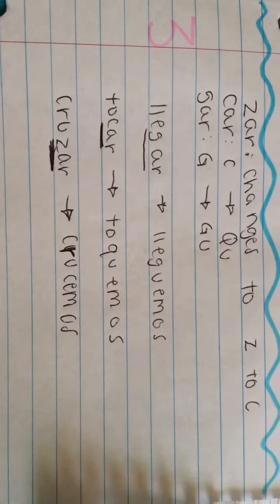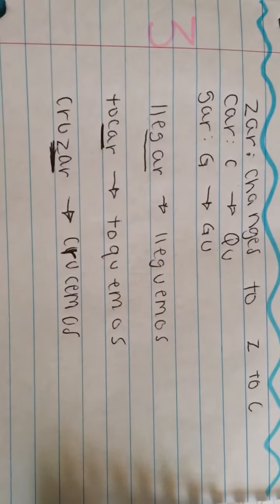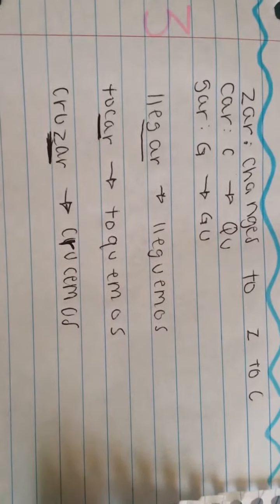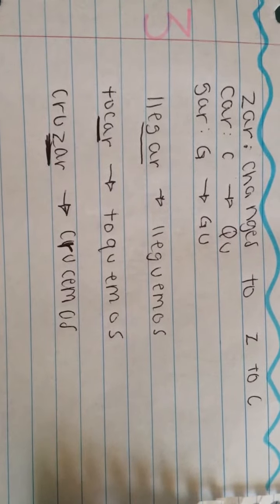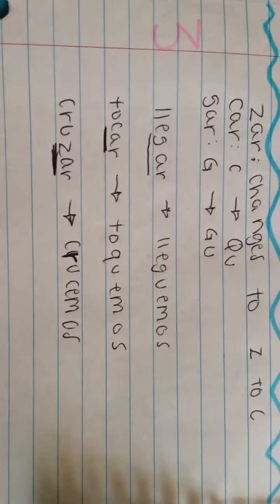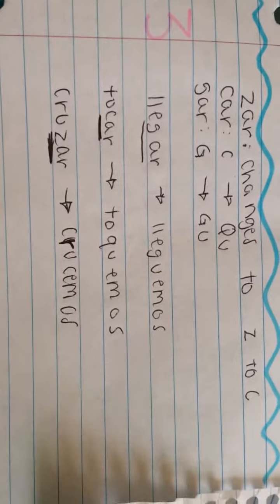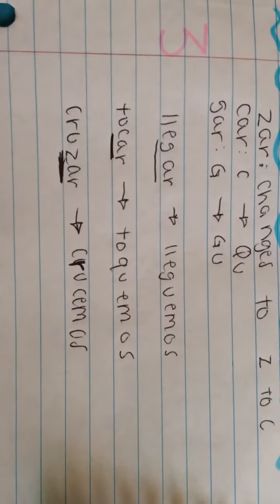So for car verbs, C changes to QU. For gar verbs, G changes to GU. And for zar verbs, Z changes to C. Yay! See now, that's just one irregular. So now let's check out the next ones, which is irregular yo.